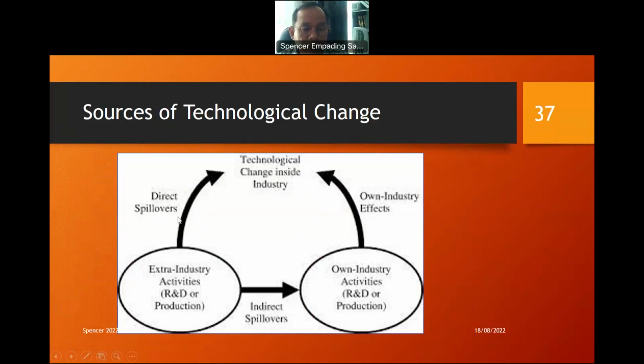Some may involve cost, direct spillovers into the technological change, or indirect spillovers from outside the industry to the R&D of the own industry. So those are two sources. But basically, it's research and development. That's the source of technological change. So many of those big businesses, big industries, have their own research and development department and so on.